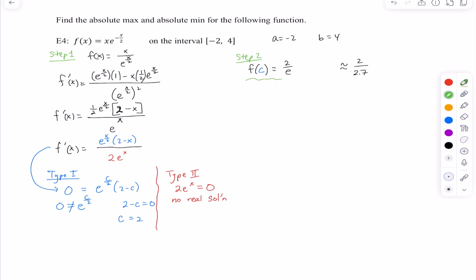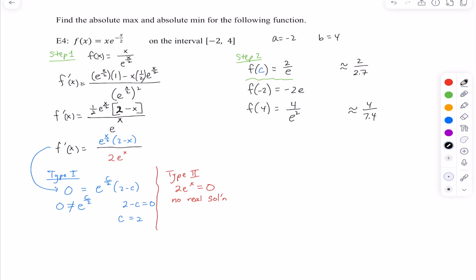Let's evaluate at the endpoints. So we've got to evaluate f of -2. And then f of 4. And that's about 4 over 7.4.